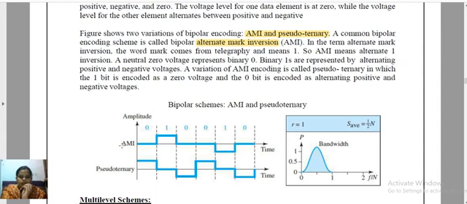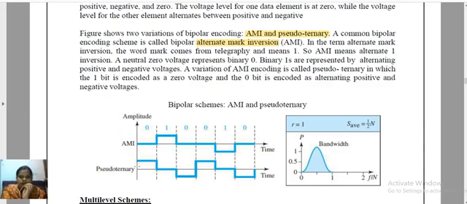So remember, AMI means alternate mark inversion. Here 0 bit is represented as 0 voltage, and 1 bit is represented through alternating voltage. Once 1 is positive voltage, the next time it becomes negative voltage. Pseudo ternary means the same technique, but it is the reverse one.